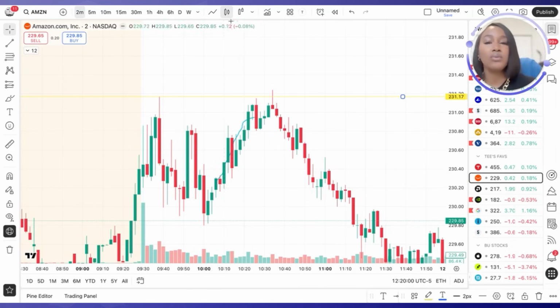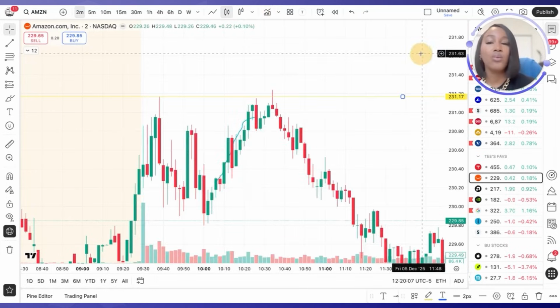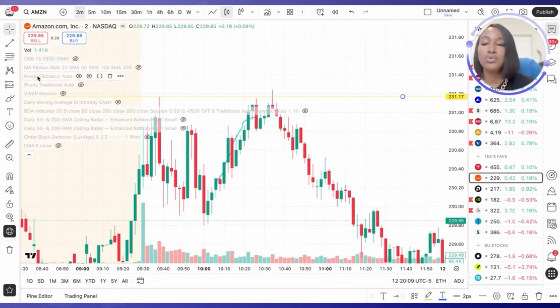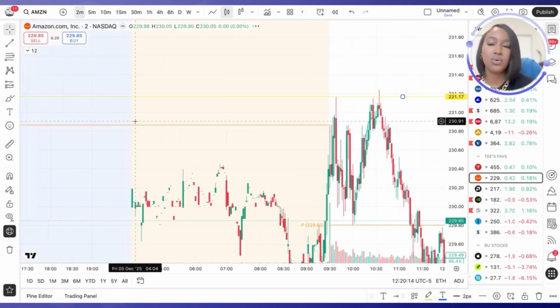So when it comes to our pivot points, my friend, the one I use, it's called pivot point standard. And once you have the pivot point standard, you just simply add it to your chart and boom. My pivot points are these orange lines here.